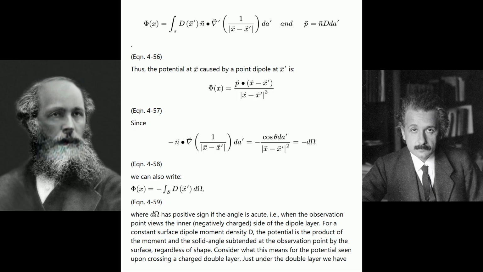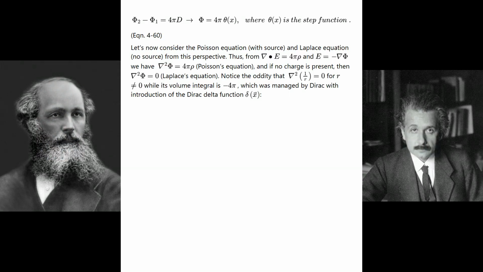Just under the double layer we have the inner surface subtending half the solid angle, 2 pi, so the potential is negative 2 pi d. On the outer side we have 2 pi d, thus the potential step seen when crossing the surface is Equation 4-60. Let's now consider the Poisson equation, with source, and the Laplace equation, no source, from this perspective.